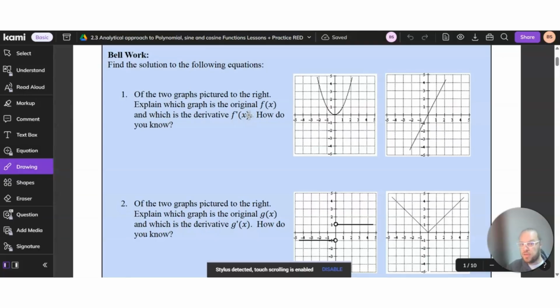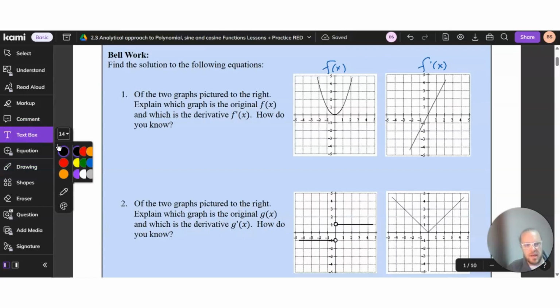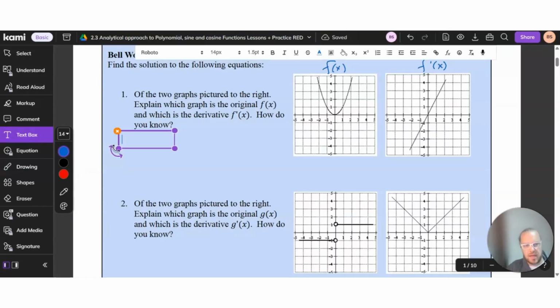All right, so hopefully you went and did that. Of the two graphs pictured to the right, explain which of these is f of x and which is the derivative. Hopefully you remember our little trick where we figured out that the derivative always went down by 1 degree. So that would be why this one here is clearly the derivative.